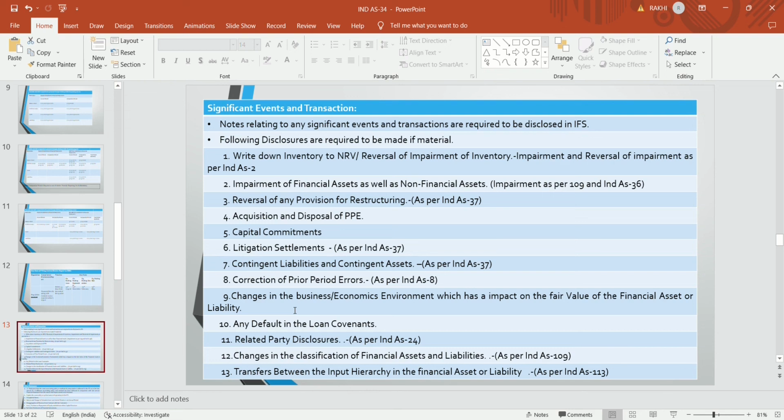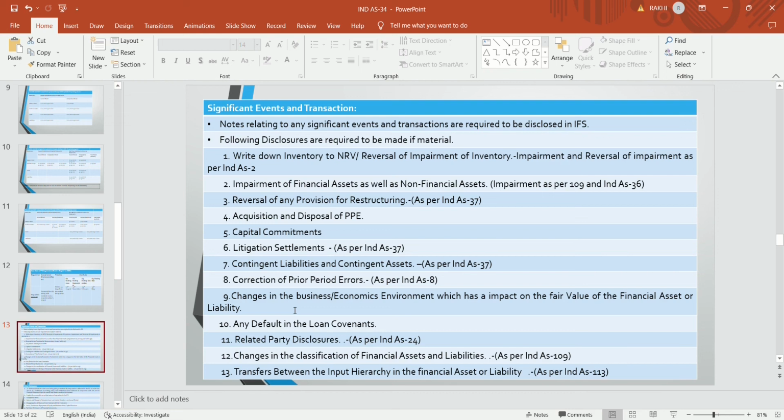Any default in loan covenant, both short term or long term, if any default takes place during this interim period, then it is required to be disclosed. Related party disclosure as per Ind AS 24 is required to be disclosed. Change in the classification of financial assets and liabilities as per Ind AS 109, if there is a change in classification from OCI to fair value through P&L, then it is required to be disclosed.